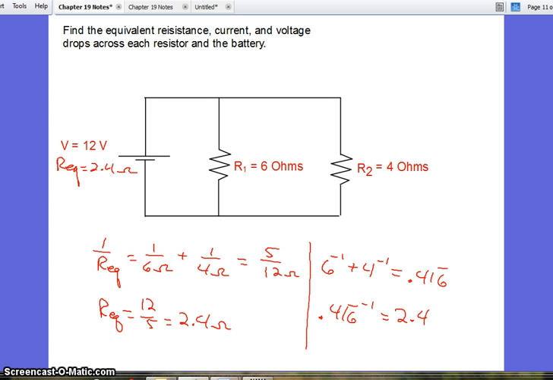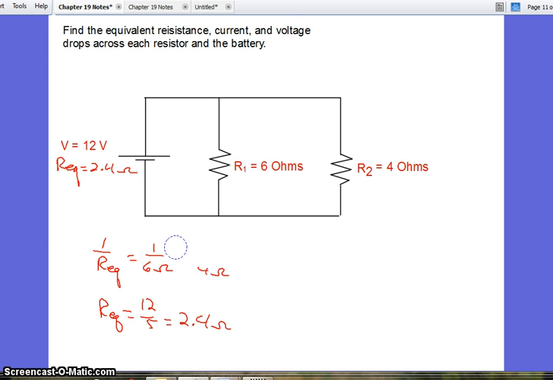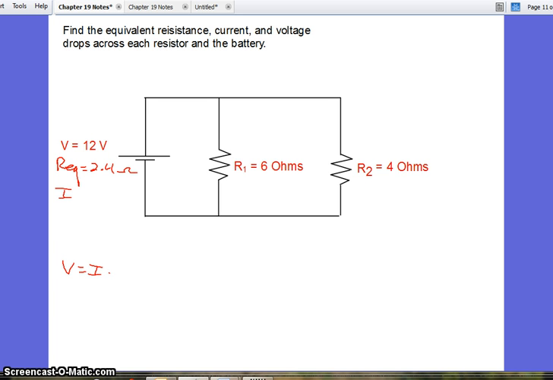So we have our equivalent resistance, which is 2.4 ohms, and now what we have to do next is solve for the current supplied by the battery. So the current is going to be found by saying V equals I times R, Ohm's law. So here we have 12 volts is equal to our current times 2.4 ohms. And so we get the current comes out to be 5 amperes.